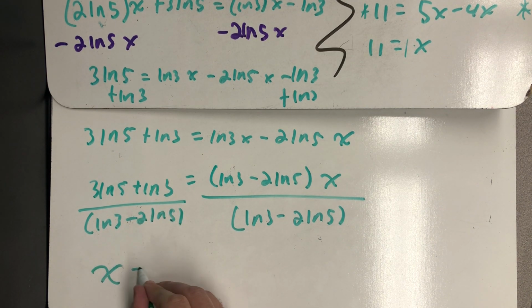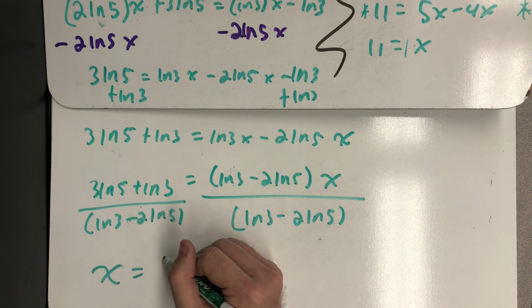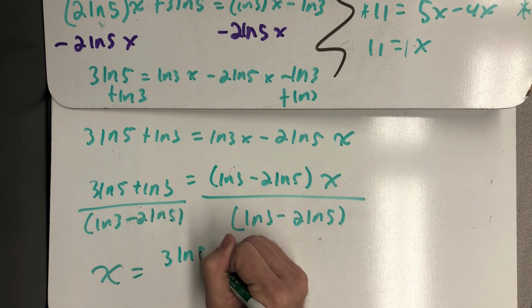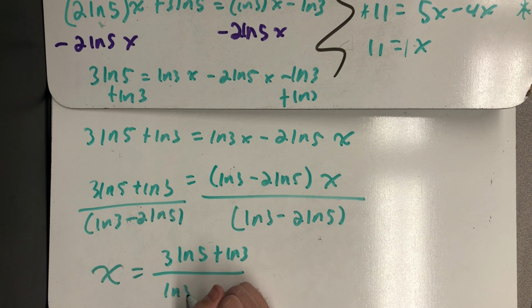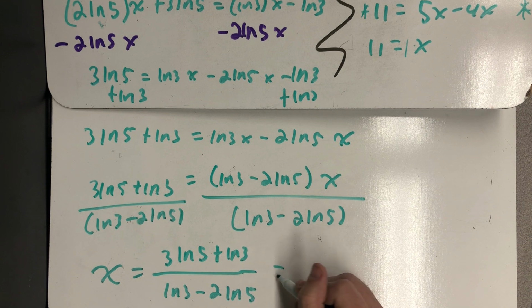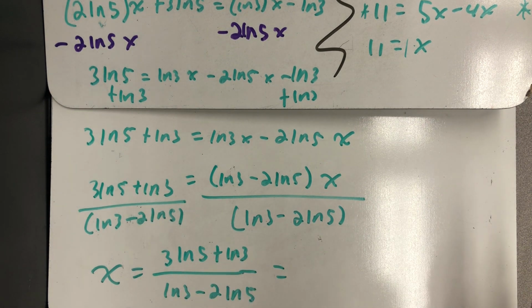And so x is equal to 3 times the natural log of 5 plus the natural log of 3, all over the natural log of 3 minus 2 times the natural log of 5. And I think this is a nice final answer.